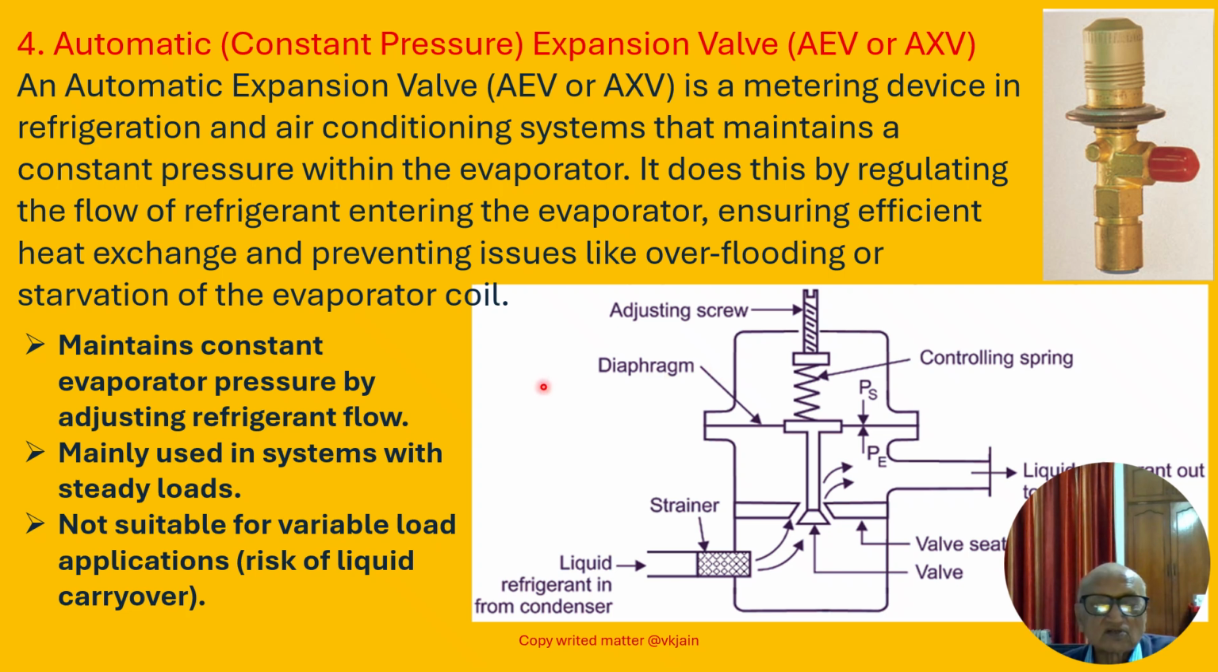Now this diagram shows functionally how the automatic expansion valve works. The liquid refrigerant coming from the condenser comes like this. It is strained here and then enters a chamber in which a diaphragm controls the functioning of this valve, and this is preloaded with a spring pressure, and on the top there is an adjusting screw. After getting expanded, the liquid is going out from here to the evaporator.